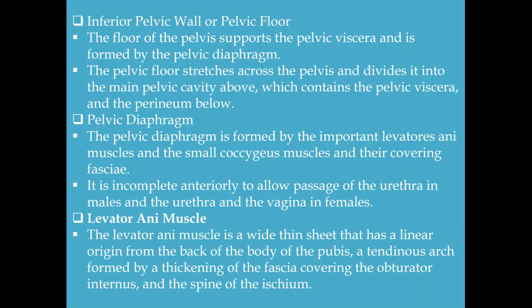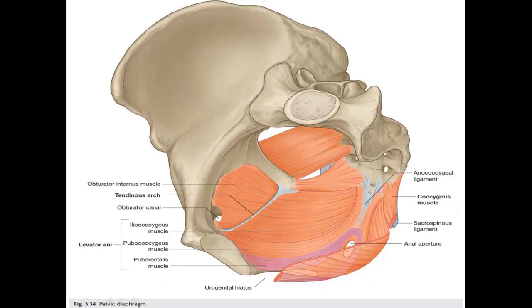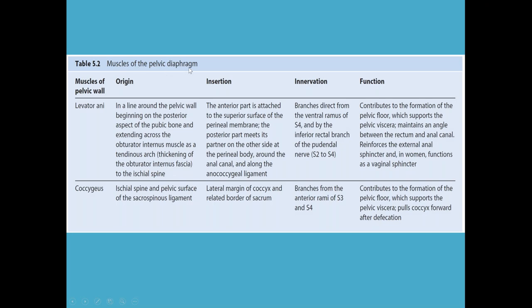So what about the inferior pelvic wall, or pelvic floor? It is about pelvic diameters. We'll talk mainly about the levator ani muscles. These are the iliococcygeus muscles, the pubococcygeus muscles and the puborectalis muscles. These are the muscles that form the levator ani. So this chart shows the muscles of the pelvic diaphragm, levator ani and coccygeus, and their origin, insertion, innervation and function.